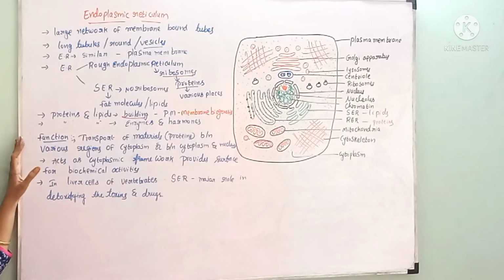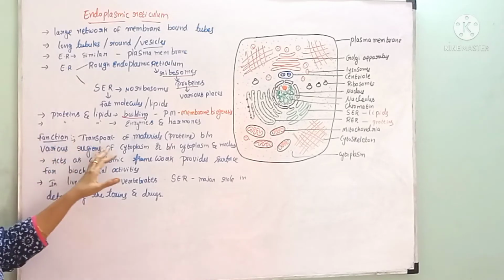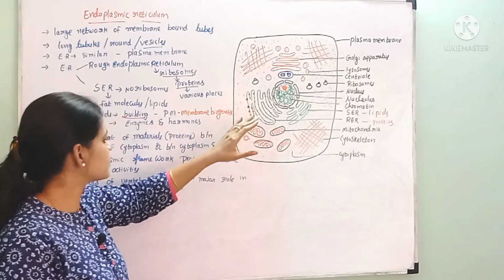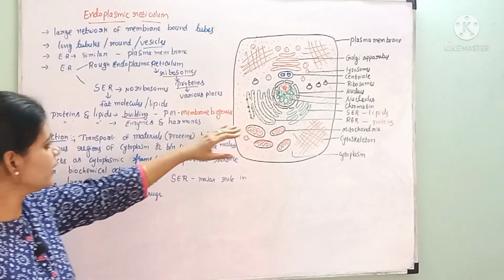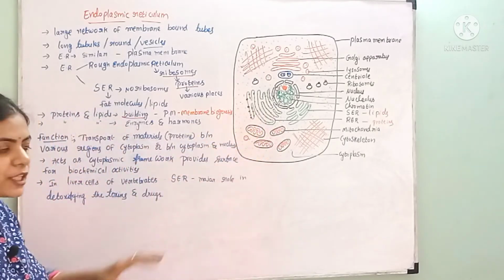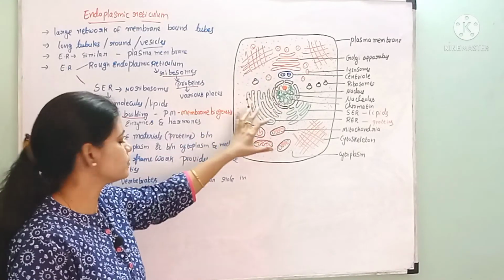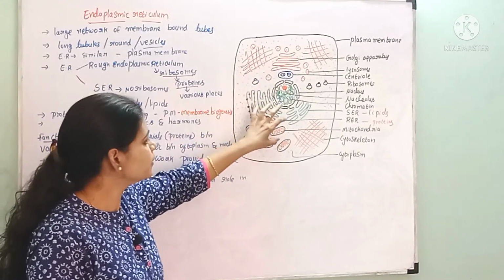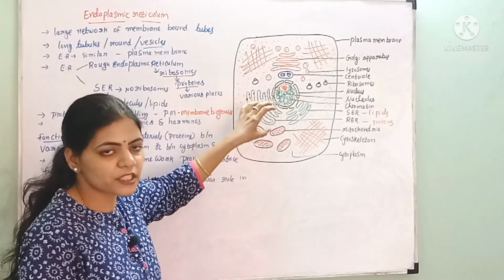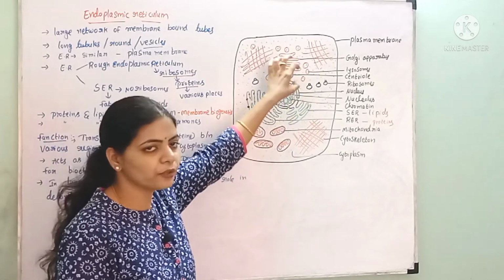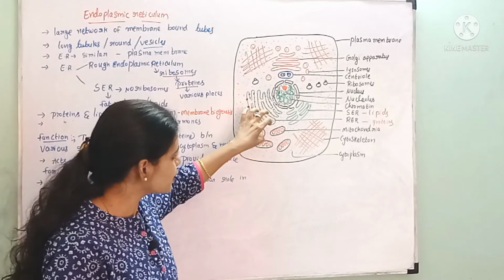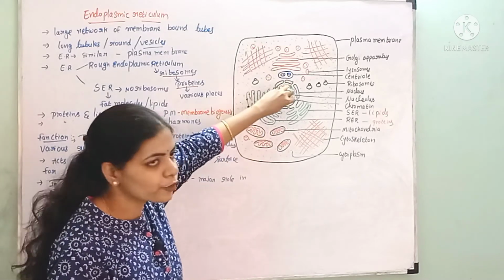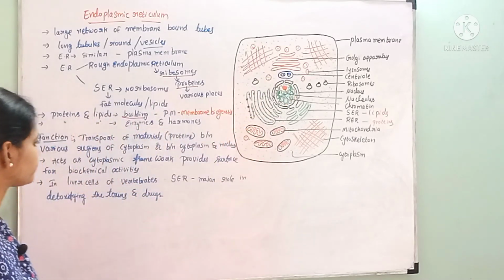And if you see the functions of the endoplasmic reticulum, what is the function? They transport materials, and what are the materials? Proteins between the various regions of the cytoplasm. Whatever proteins or lipids are produced will be transported to the various places of the cytoplasm. Sometimes from the cytoplasm they may be transported to the nucleus also.